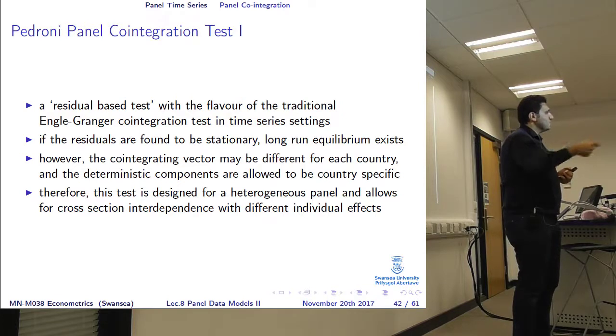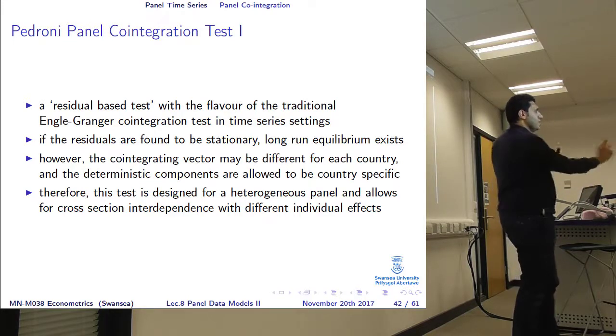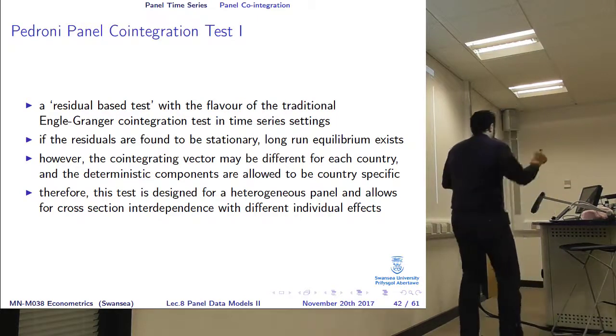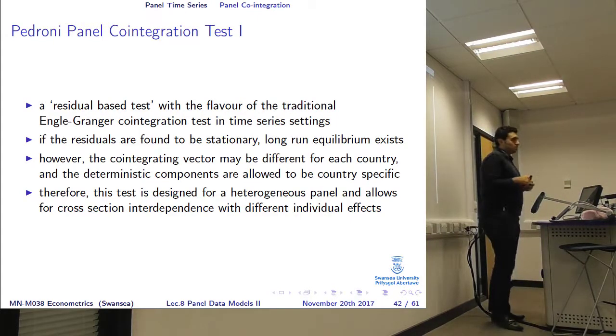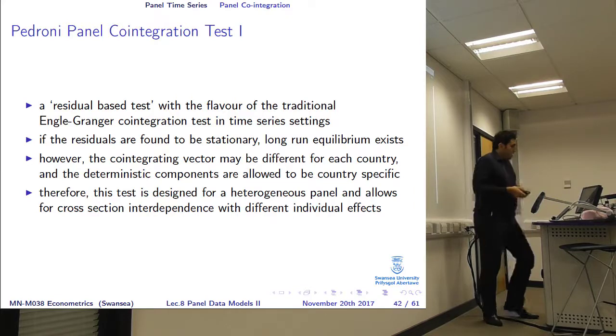Estimate the model, get the residual, examine the residual. That's it. Okay? Westerlund is like an error correction based model. So you have an error correction model and then you test whether the error term is statistically significant or not. So it's very straightforward. It's the same way we did it before with time series, but this time for panel data.